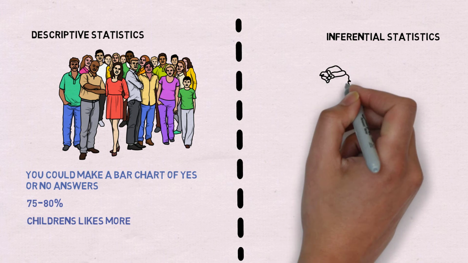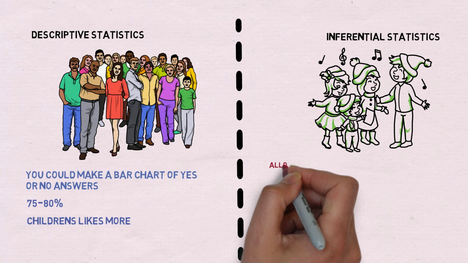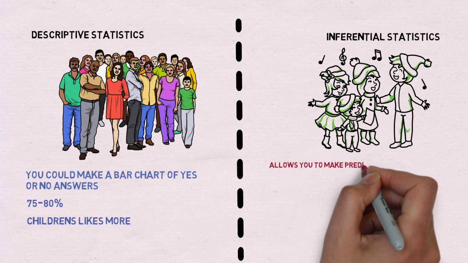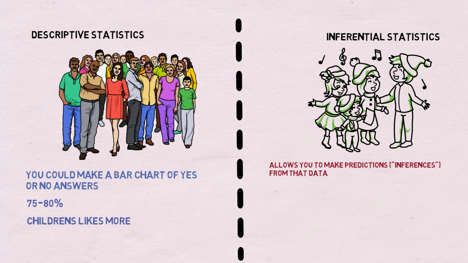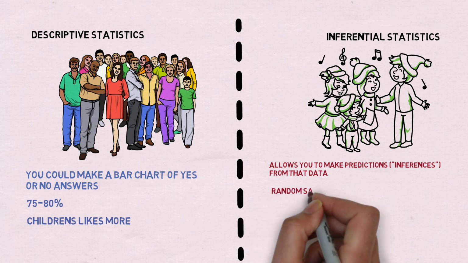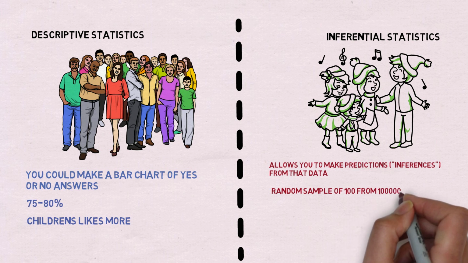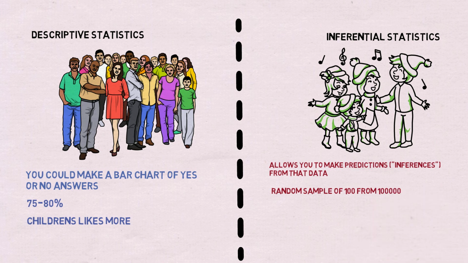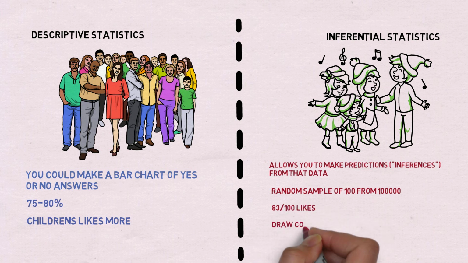Now let's see inferential statistics. Let's say there is a population of 1 lakh children and you want to test whether they like cartoons or not. In general, inferential statistics is what allows you to make predictions from the data. Since you can't survey the whole 1 lakh population, we take a random sample of 100, and with it we come to the conclusion that 83 of 100 like cartoons. Now with this data you can draw a conclusion for the entire population. It is called inferential statistics.